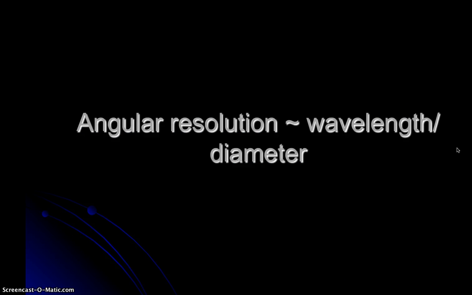Now, the expression for angular resolution: what determines angular resolution? There are two things that come into play. That is the wavelength of the light that we're looking at and the diameter of our telescope. The angular resolution is directly related to the wavelength. So that means that the longer the wavelength, the bigger the angular resolution. But remember, that's not a good thing. Big angular resolution is not what we desire.